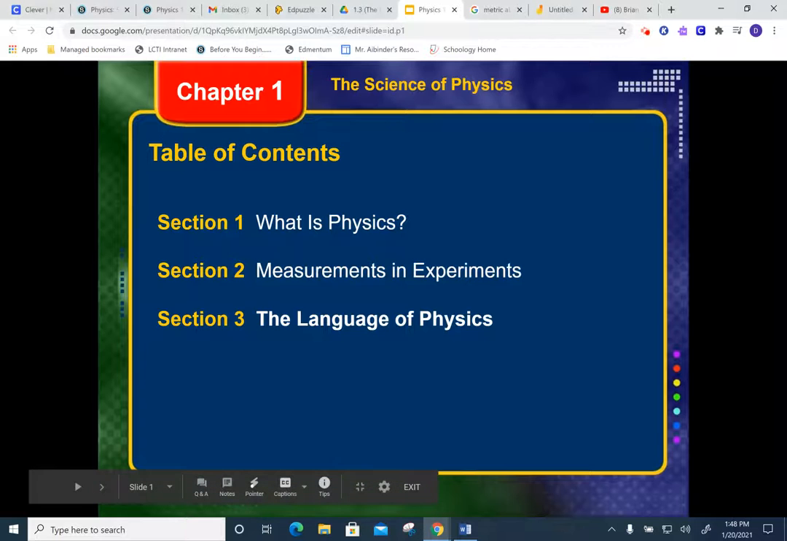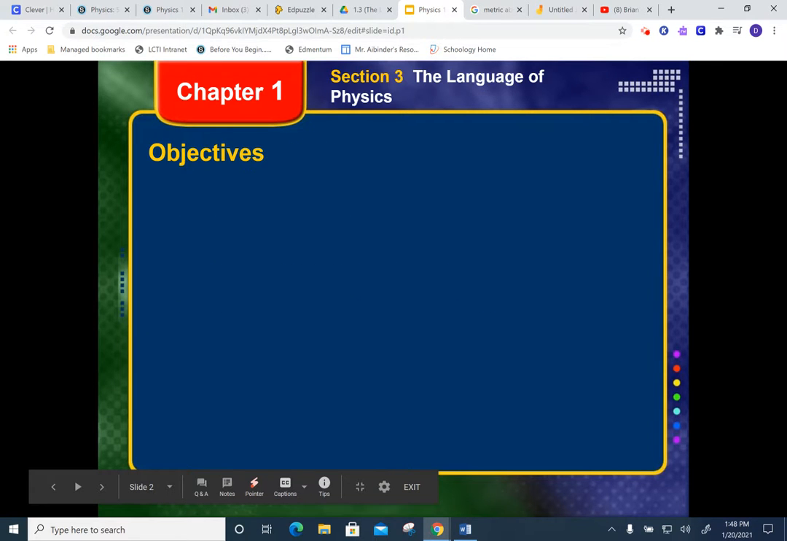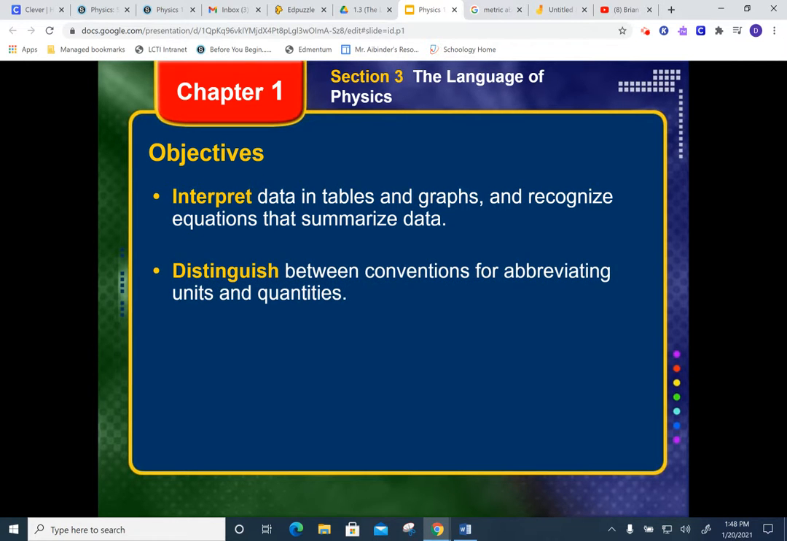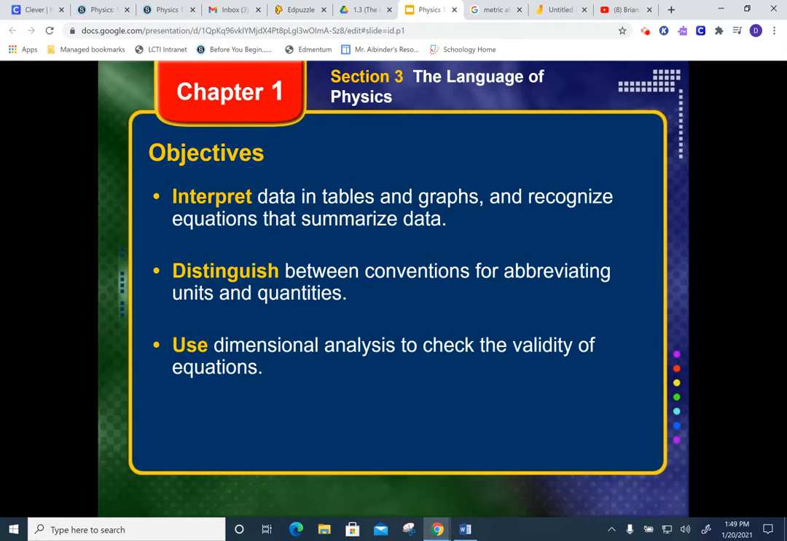All right, physics. This is chapter 1, the science of physics, section 3, the language of physics. Now, our objectives here are to interpret data in tables and graphs and recognize equations that summarize data, distinguish between conventions for abbreviating units and quantities, and use dimensional analysis to check the validity of equations and perform order of magnitude calculations.